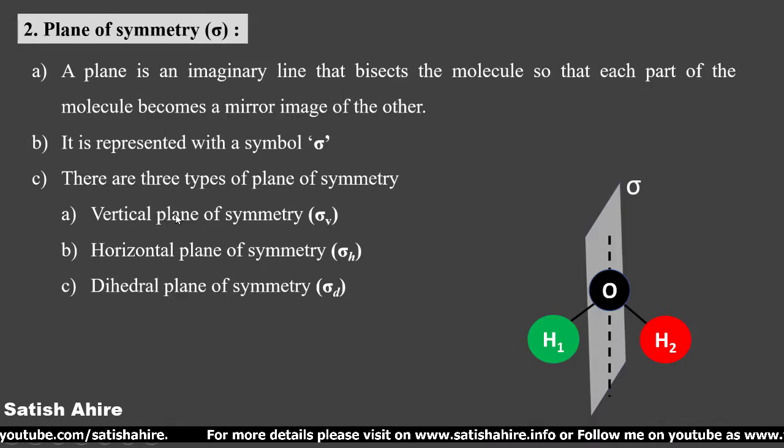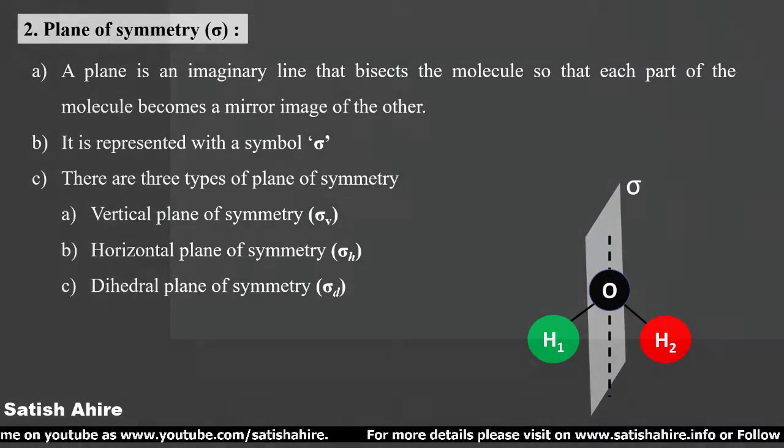This vertical plane of symmetry is represented with the symbol sigma V, where V stands for vertical plane of symmetry. Horizontal plane of symmetry is represented with the symbol sigma H. This H represents horizontal plane of symmetry, while the dihedral plane of symmetry is represented with the symbol sigma D, where this D represents dihedral. In this way, you can remember all these three types of plane of symmetry. In next lectures, we are going to learn all these concepts in detail.